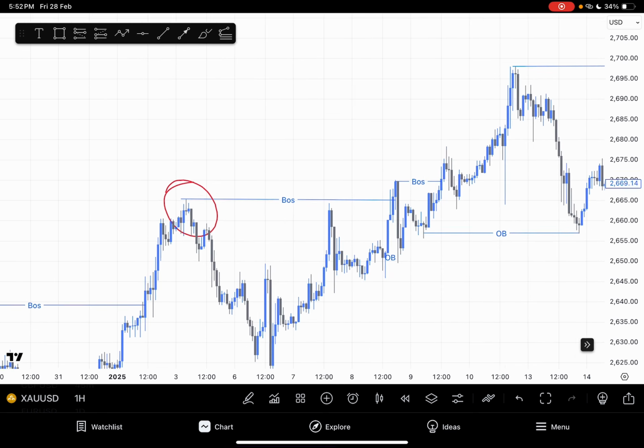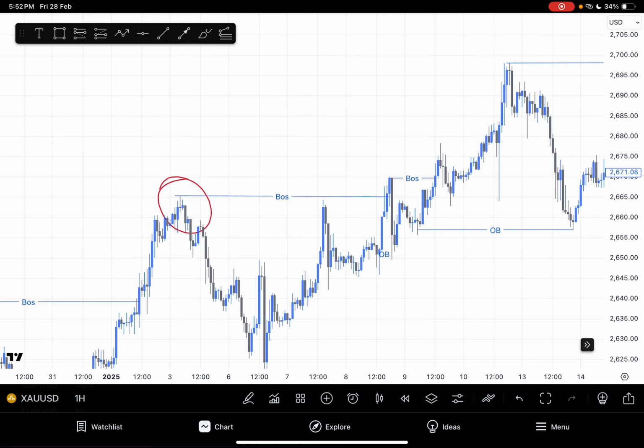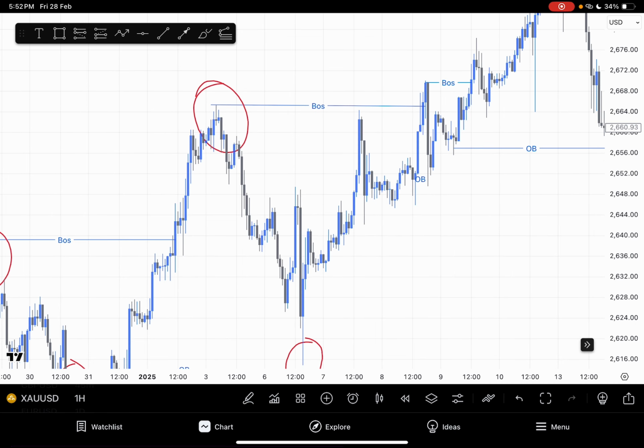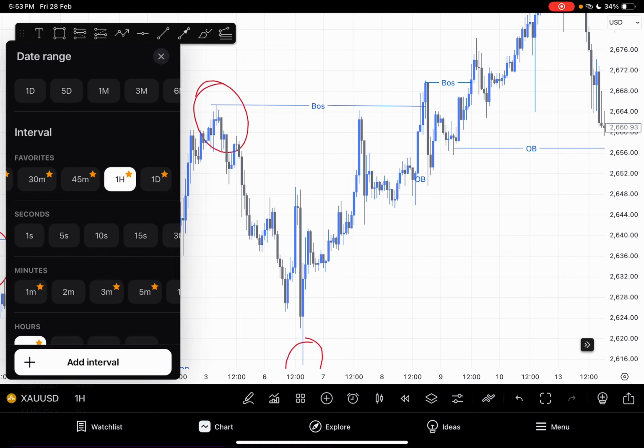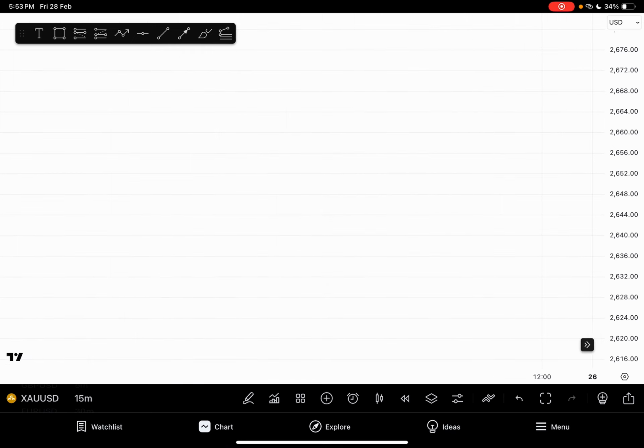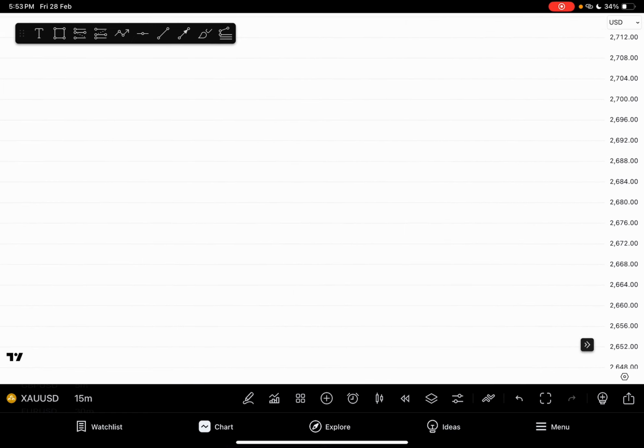creating another break of structure. So after the break of structure, what next? You look for another region where price will probably retest. Now if you look at this time frame, you won't be able to see any valid order blocks or valid breaker blocks that price will probably retest on. So you have to keep checking multiple time frames, going down to a lower time frame, so you can spot that point of interest.